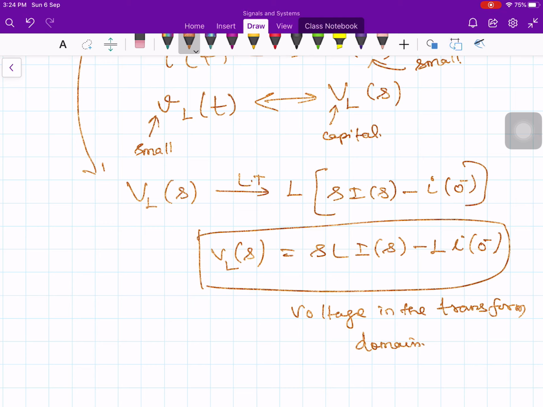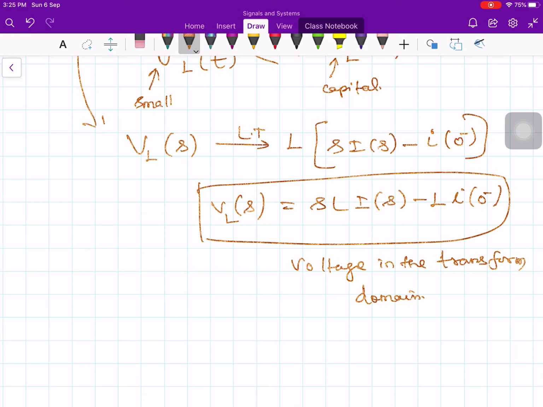Secondly, we are interested in finding out VL of t starting from 0 minus onwards. There is a possibility that i of t jumps from 0 minus to 0 plus. So if you want to take the derivative of that current, including the transition from 0 minus to 0 plus, then we must take into account the initial condition at t equals 0 minus. On the other hand, if you are interested in the behavior of the voltage from t equals 0 plus onwards only, then you would consider all values of VL of t.